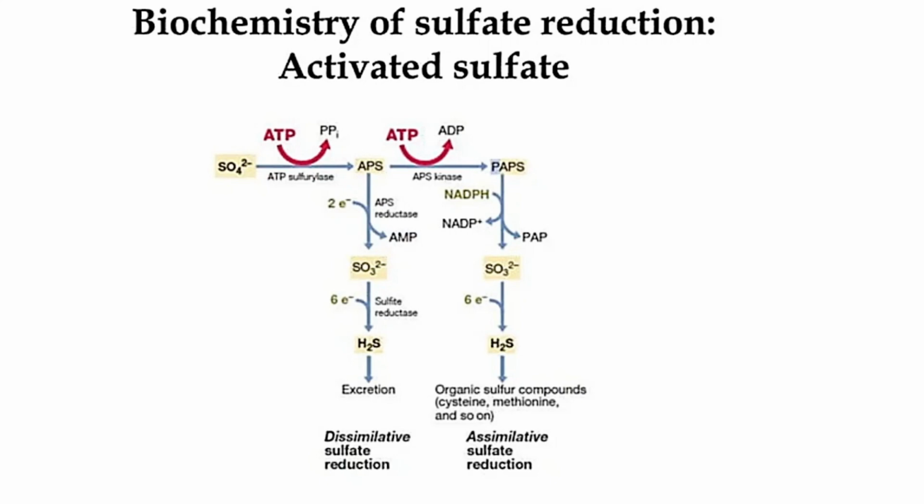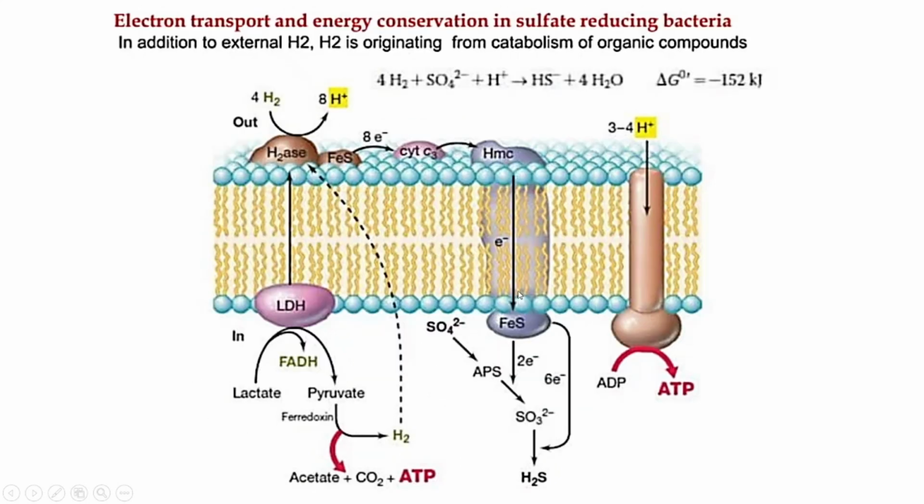There are two types, dissimilative sulfate reduction and assimilative sulfate reduction. When sulfate is used for biosynthesis, that's called assimilative, and there are organic sulfur compounds such as cysteine and methionine, which are amino acids. This is the other one, dissimilative sulfate reduction. In sulfate reducing bacteria, this is the electron transport and energy conservation that is happening, and in addition to external H2, H2 also originates from the catabolism of organic compounds. So you can see how the entire process is going on.